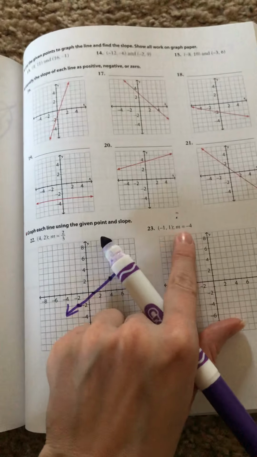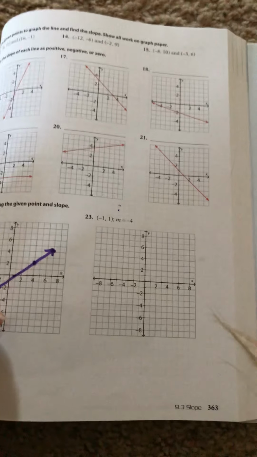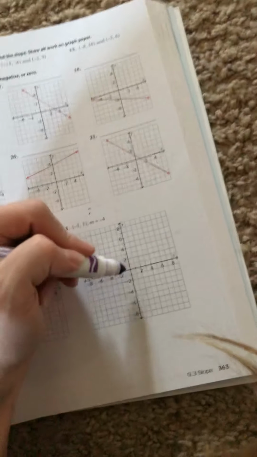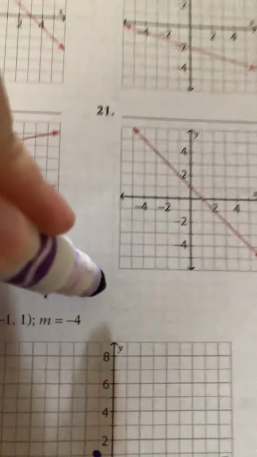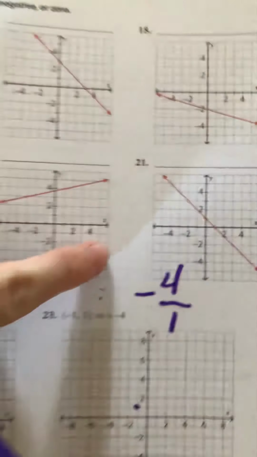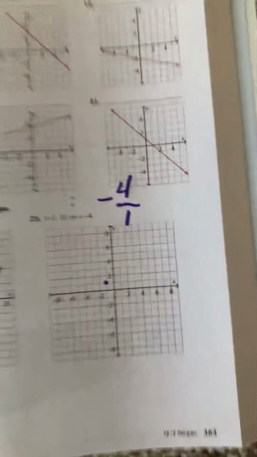If it's a negative slope, like this one, we have the coordinate ordered pair -1, 1. So we go left 1, up 1, and then we have a negative slope of 4. However, -4 is the same as saying -4 over 1. So the -4 is your rise, the 1 is how many you go over.